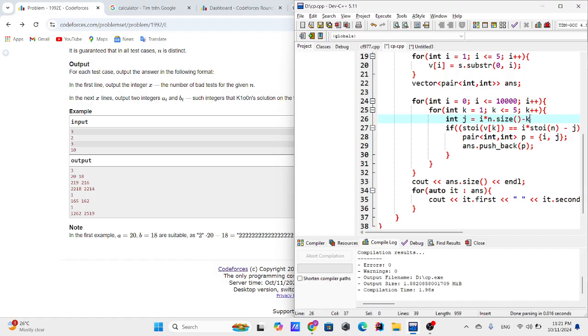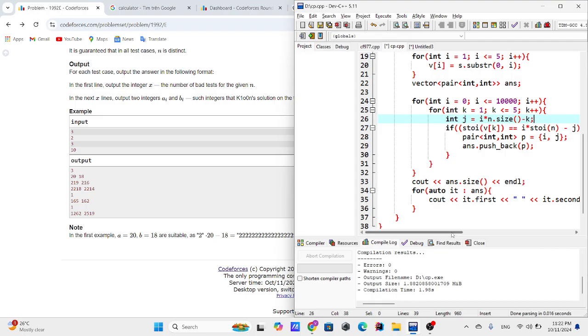Yeah, minus k for sure. It should be minus k, I think so. Minus k. Yeah, it should be minus k. Okay, for k is 1, what now?